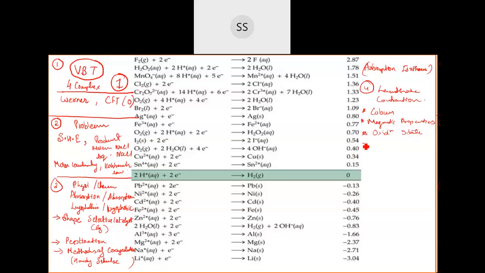Then study the general outer electronic configuration for D and F both. Okay, general electronic configuration, EC I will write, study for D and F both. Then why do they form complexes, the reason for them to form complexes, and what are interstitial compounds.